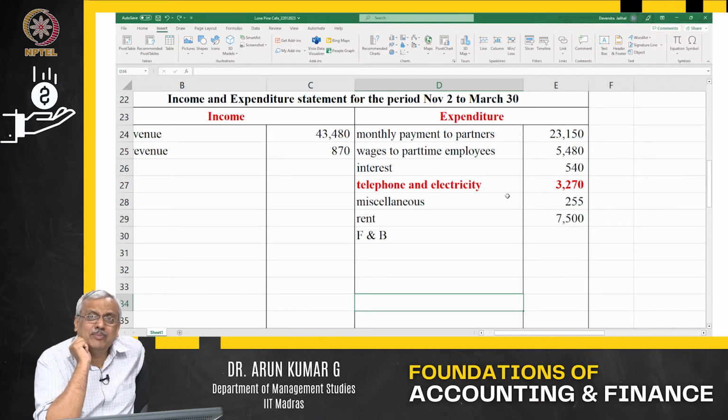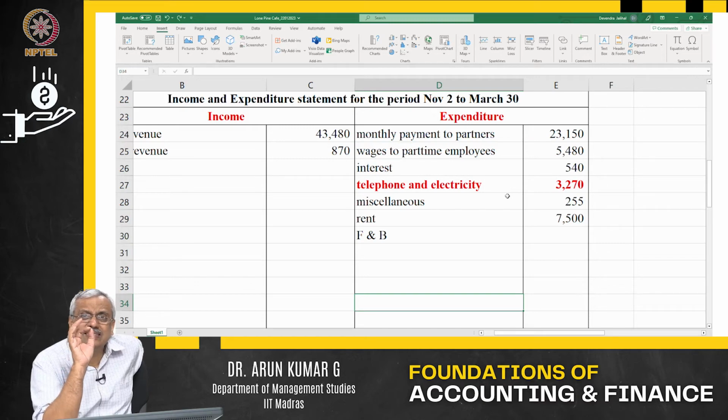Because what does the income expenditure statement say? It says whatever revenue or expenditure has accrued during the specified period. That is all we will enter.